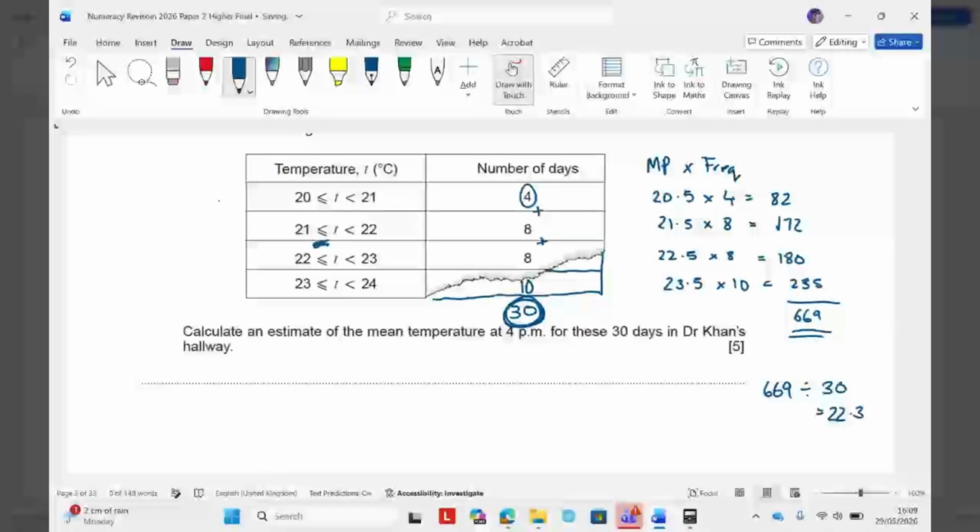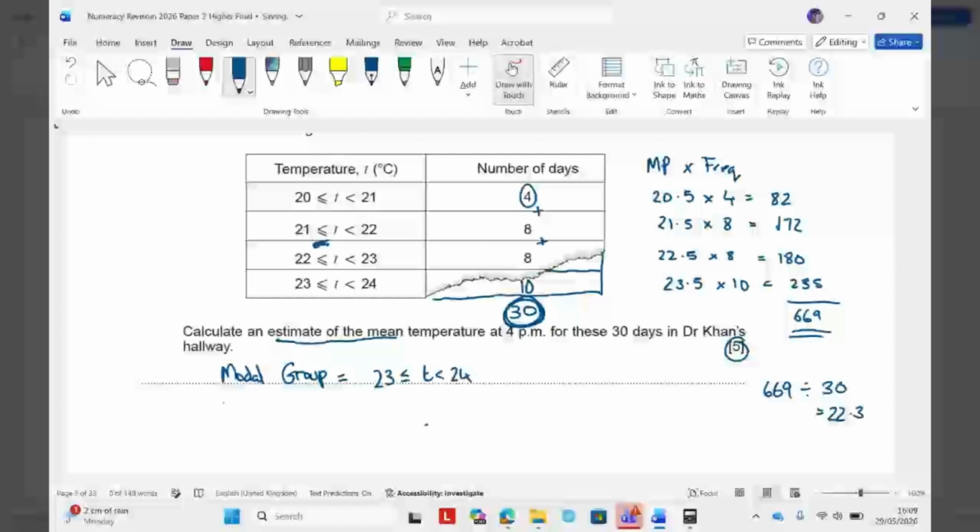Right. We also mentioned the modal group. Even though the estimate of the mean is the big marker, there's 5 marks here, look. The modal group is the group that has the highest frequency, the most people, the most days. And in this case, the group that has the biggest amount in it is the group 23 to 24. So I'm just copying, okay?